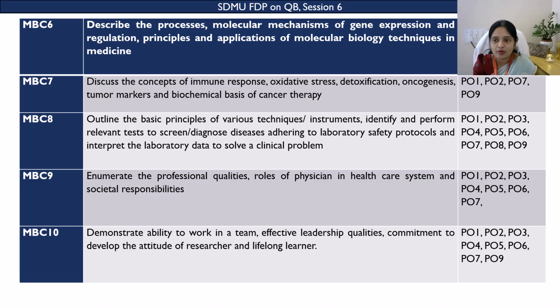For example, PO1 is a clinician. For a clinician, understanding these immune responses is highly important. This is how we map CO with PO. Probably this is also done by most of the departments now.